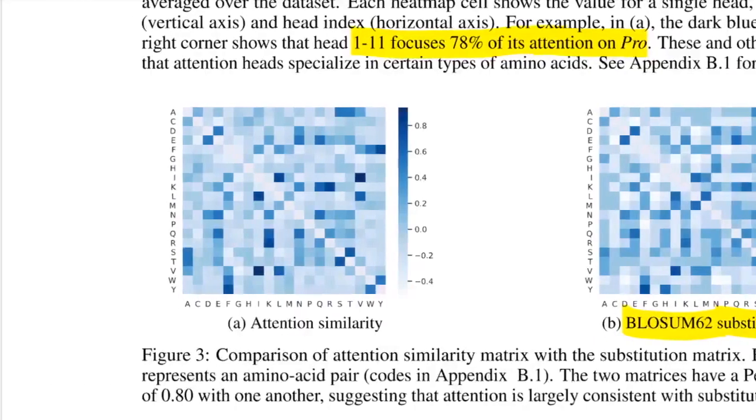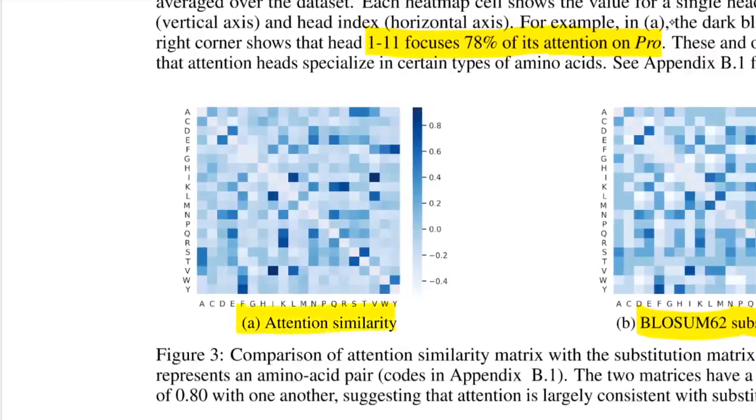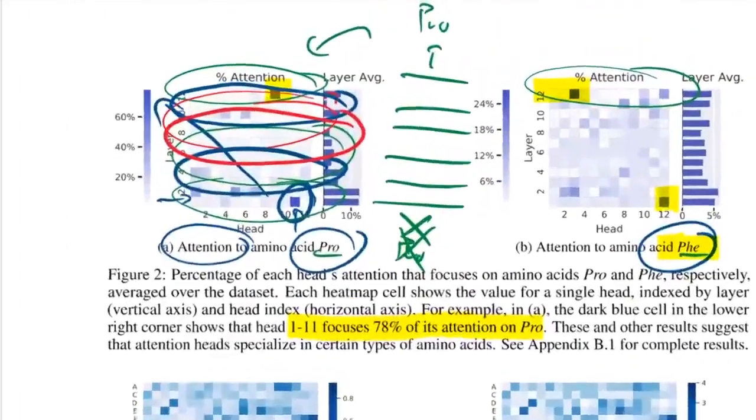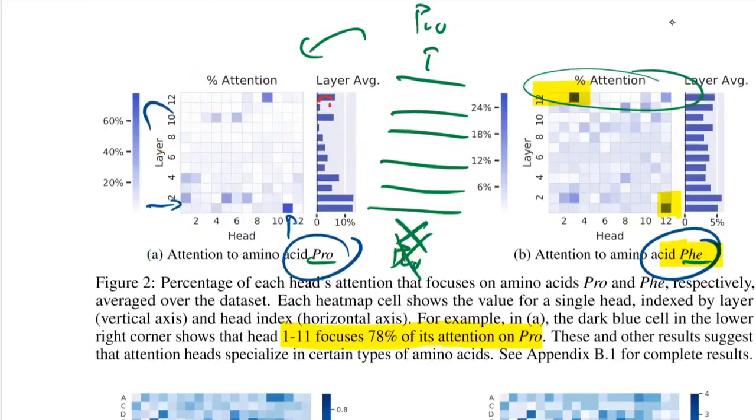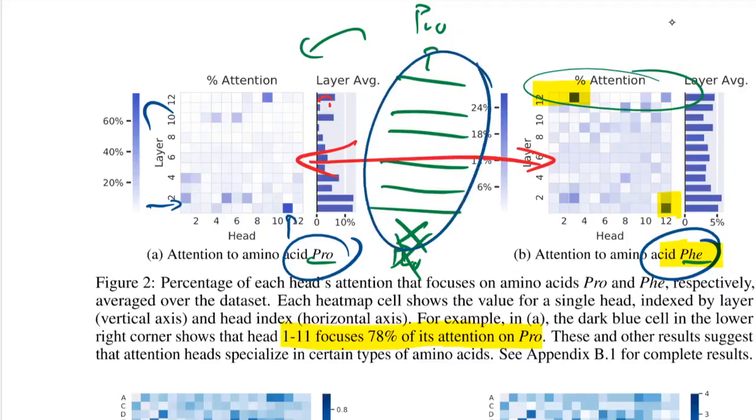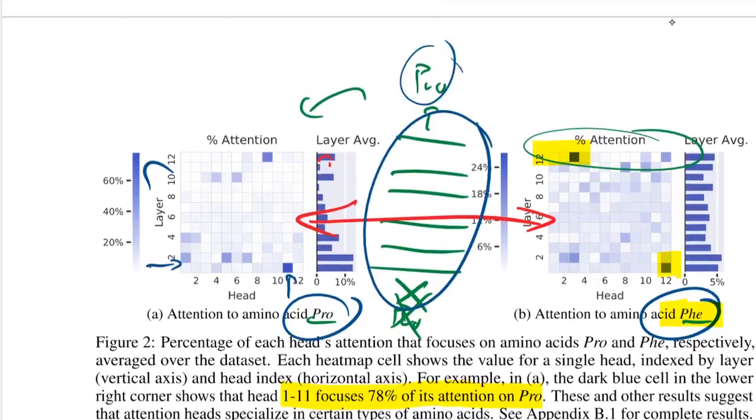Now this is interesting so far, but you compare this to this matrix right here. This is the attention similarity. For each two amino acids, we take those two attention matrices and calculate the correlation between them. Our hypothesis is that the more correlated the attention patterns are between two amino acids, the more likely we are to substitute them, as a direct result of our language model reconstructing these things.